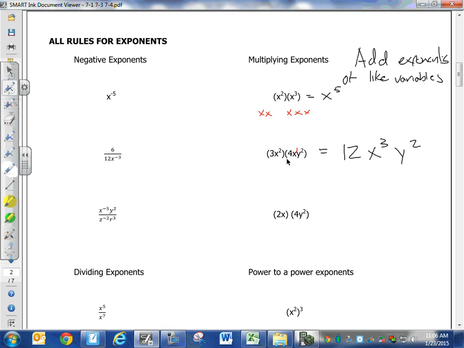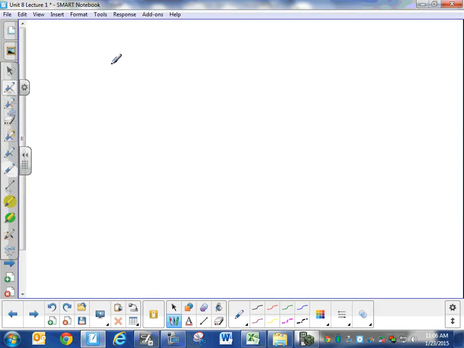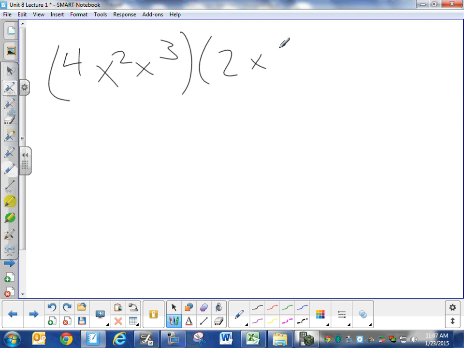No, it's 4 times x times y squared. This is very important. This is what people are kind of getting confused at. This is multiplication. This being next to this is multiplication. This is x squared times x cubed. If I put a 4 in there, that's multiplication. 4 times x squared times x cubed. If I take this and multiply it by 2x squared, really, it's just 4x squared, x cubed, 2x squared, all next to each other, all being multiplied.